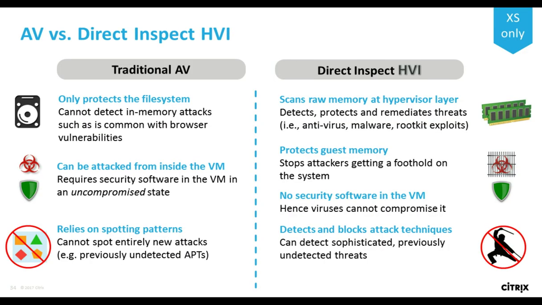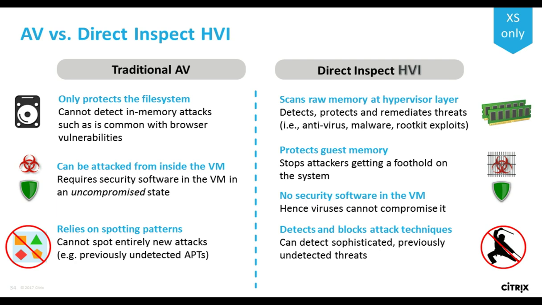There's a difference between traditional antivirus and direct inspect HVI. A traditional antivirus solution only protects the file system. It can't detect any in-memory attacks, such as what's common with browser vulnerabilities. As you can imagine, there are several browsers. There are also lots of different types of plugins or extensions that could be downloaded and installed. Some might be questionable, some might be perfectly fine, but how do you know which ones are the good ones? Especially when you provide your users with a lot of unlimited control within a browser. How do you keep track of the browser? We've noticed over time that browsers are one of those items within the software stack that is really hard to control from any perspective, security or otherwise.